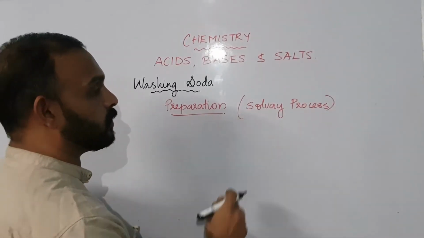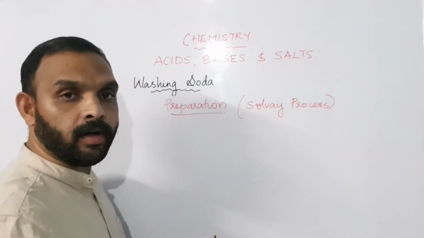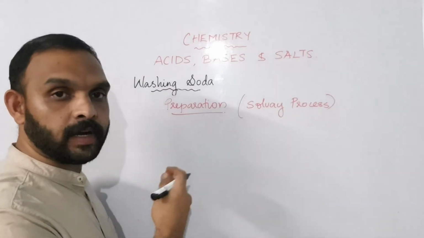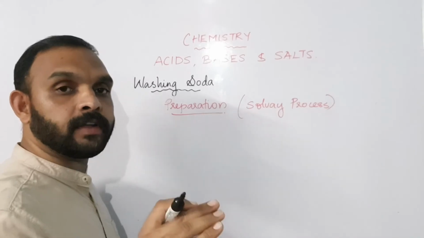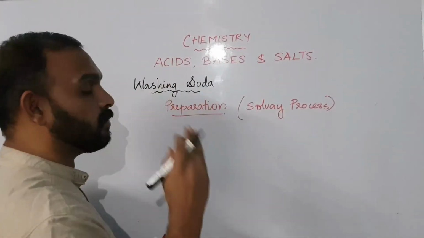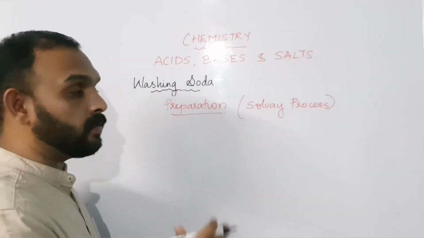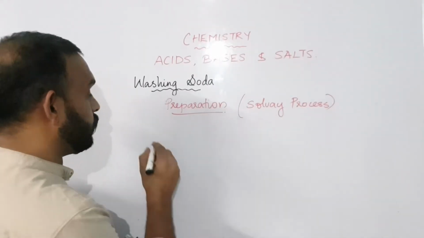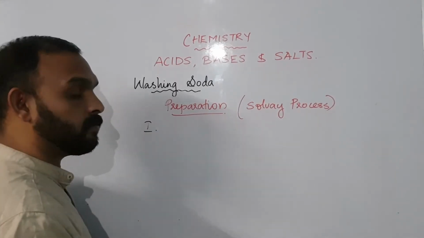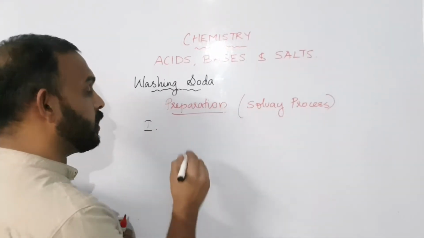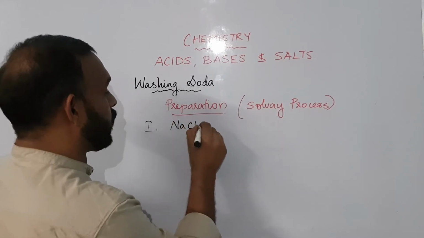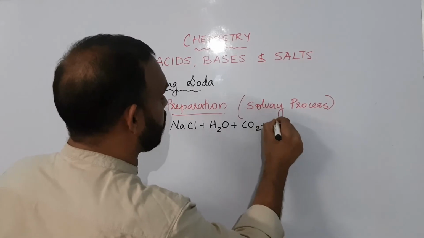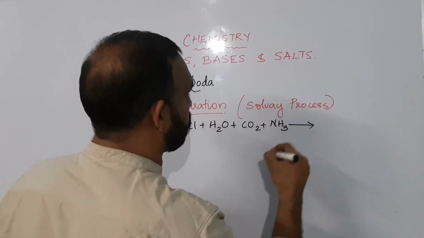This Solvay process is very easy to remember, because those who know the preparation of baking soda, which we have studied now, the first step is the same for washing soda also, because this Solvay process takes place in three steps. The first step is the same as we have seen in the preparation of baking soda, that is, through an aqueous solution of sodium chloride saturated with ammonia, we will pass carbon dioxide gas.